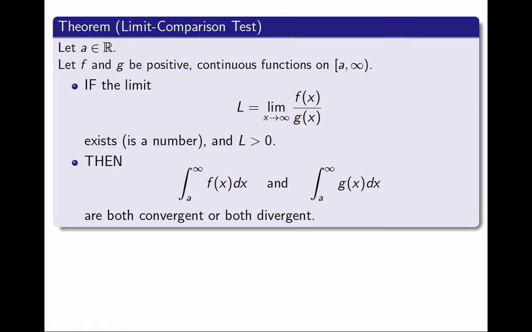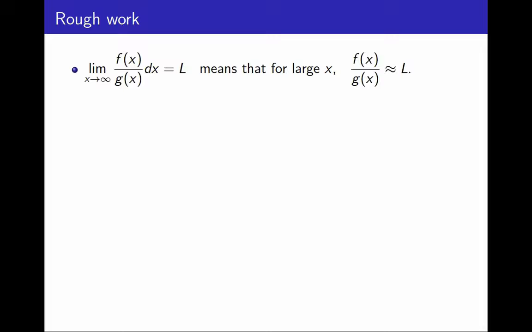Before moving on to the proof, I'm going to think a little bit and do some rough work to justify how I came up with the main idea of the proof. This is the hypothesis that the limit of the quotient of f over g as x goes to infinity is L. Intuitively, what this means is that when x is very large, f of x over g of x is approximately L, is close to L. And this justifies the conclusion.